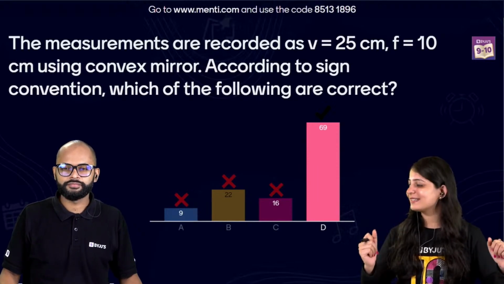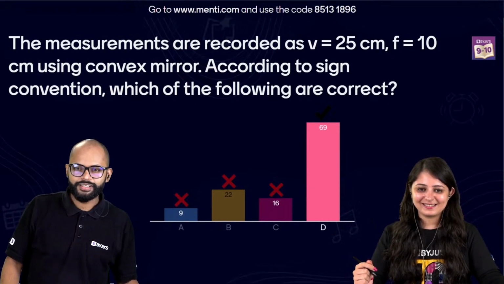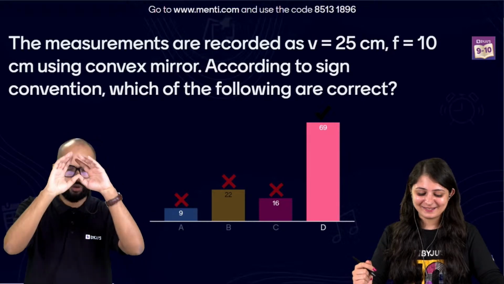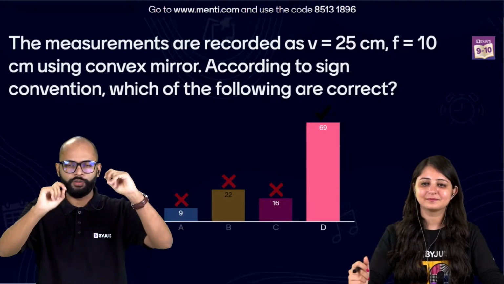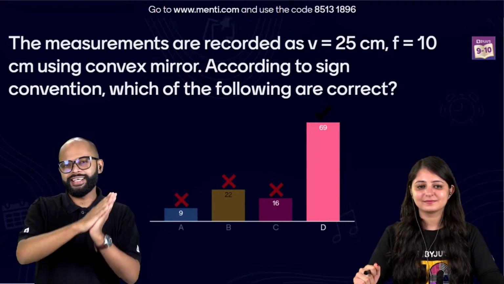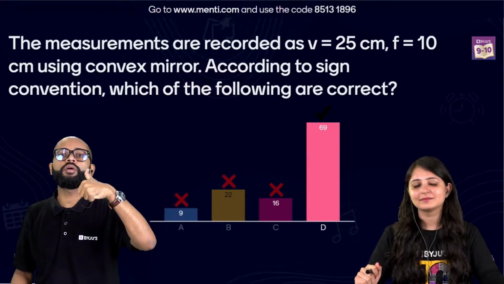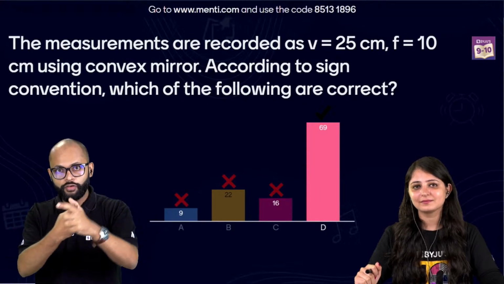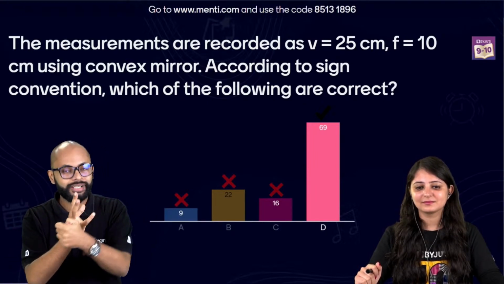Okay, option D was the correct answer and 69 students could get this one right. Nice. So it is a convex mirror. What is the thing about convex mirror? There are only two mirrors, convex mirror and concave mirror, right? But the thing about convex mirror is that it can always form what? A virtual image, an erect image, a diminished image, right?